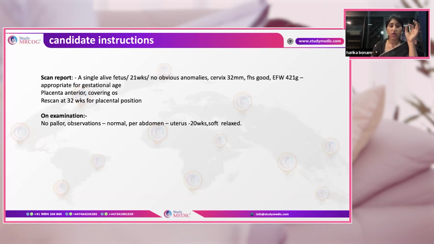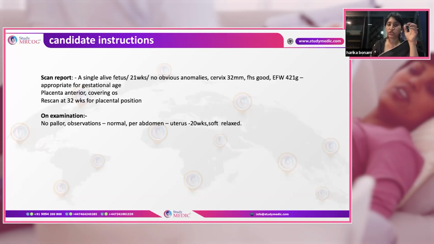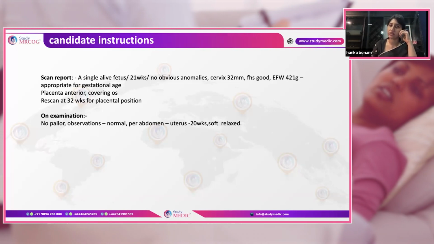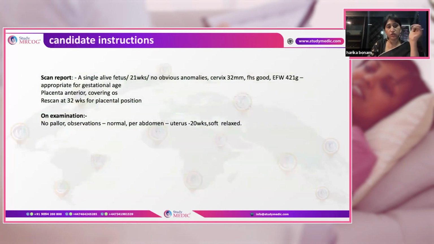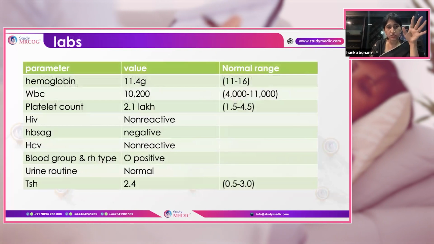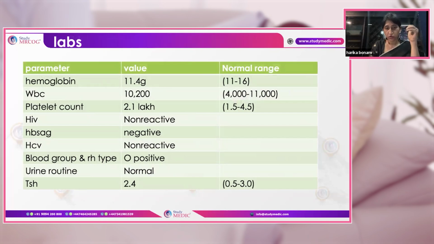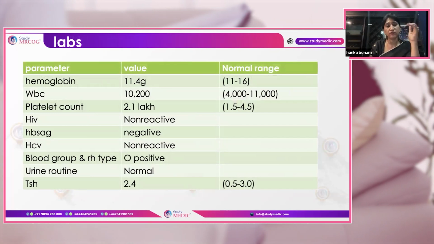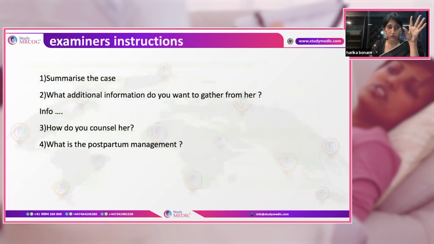This is the impression. On examination, her observations are normal, and the abdomen, uterus is corresponding to gestational age and it is soft and relaxed. Now, this case, when you have this case, the first important thing, and you also have certain labs here. Her hemoglobin is normal, slightly towards the low normal side. WBC is normal, platelet count normal, blood group is O positive. So even if she comes with bleeding, antibody is not required. Complete urine test is normal and her thyroid value is also normal.